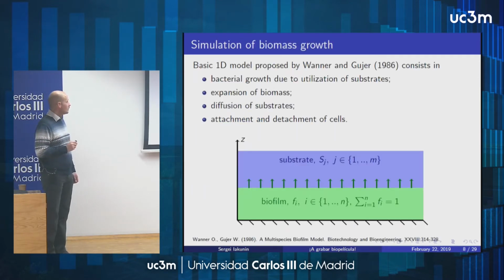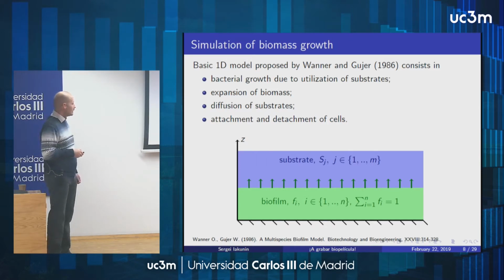So the first model was proposed in the 80s. It was 1D. And here we consider a biofilm which contains n different species of bacteria. Fi is the volume fraction of each species, so the sum of these volume fractions is obviously 1. And this biofilm grows in a mixture of m different substrates from which bacteria can take nutrients to survive and produce extracellular matrix. In this 1D model proposed by Wanner and Gujer, we have 4 main components.